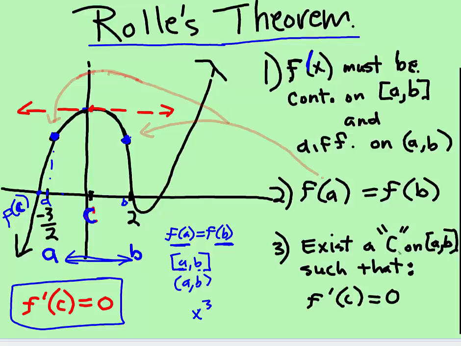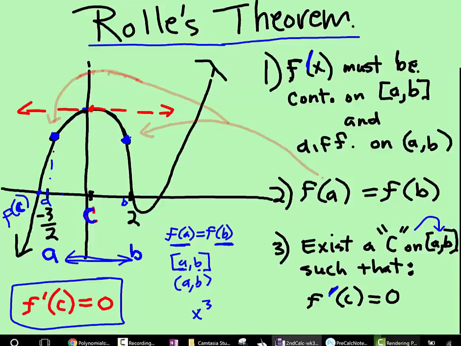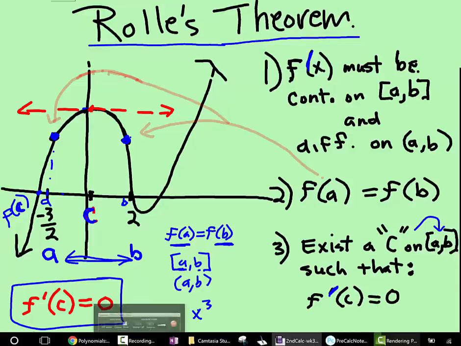There's going to exist a c value on this interval, somewhere in between a and b, such that when you plug that value into the derivative, f prime of c, it gives zero. Remember, the derivative produces a function that gives you the slope of the tangent line. So when the slope of the tangent line is 0, that confirms Rolle's theorem. So let's go ahead and try one real quick.